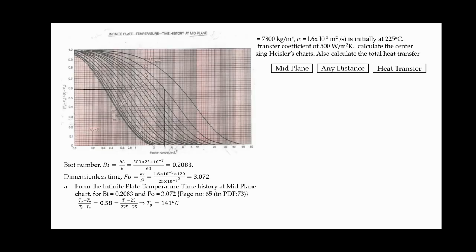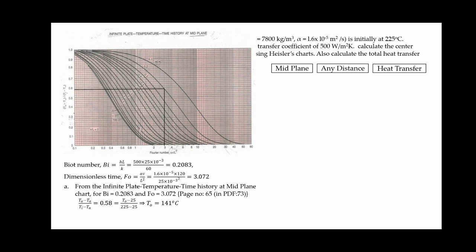Now what I'll do is, I'll find out the temperature at the midplane, that is at the center. For that purpose, I'll find out the Biot number again with the new notation, where L is half of the thickness. So the Biot number in this case remains same, but for cylinder and sphere it changes. And I'll find out the dimensionless time, that is Fourier number. I know time as 2 minutes, so tau will be 120 seconds. When I substitute the values, I'll get the Fourier number as 3.072.